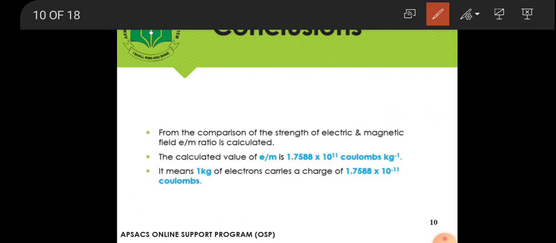So what were the conclusions? From the comparison of the strength of the electric and magnetic fields, the charge to mass ratio is calculated. We compare the strength of both fields and calculate the charge to mass ratio of an electron. The calculated value is 1.7588 times 10 to the power 11 coulombs per kg. It means the charge on 1 kg of electrons is 1.7588 times 10 to the power 11 coulombs.